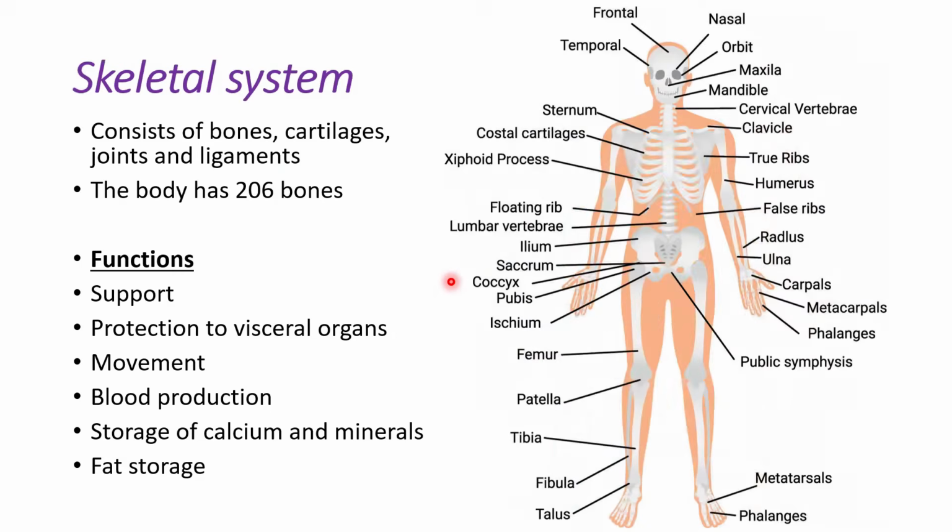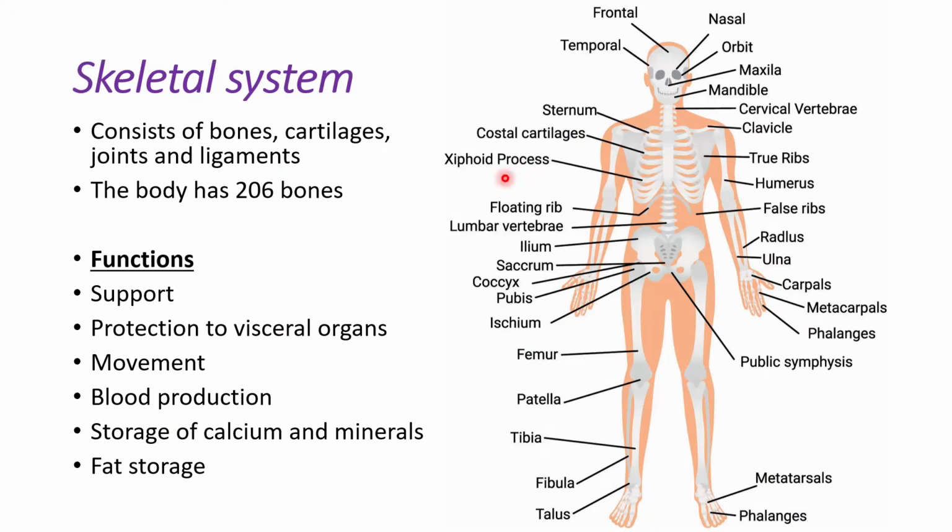And then you'll have blood production. Inside the bones, especially the long bones such as the femur, we have bone marrow. That bone marrow usually produces blood cells, so blood cells will be coming from the bone marrow. Then the bones, such as the teeth, act as storage for minerals such as calcium and phosphate. And then they also store fat.